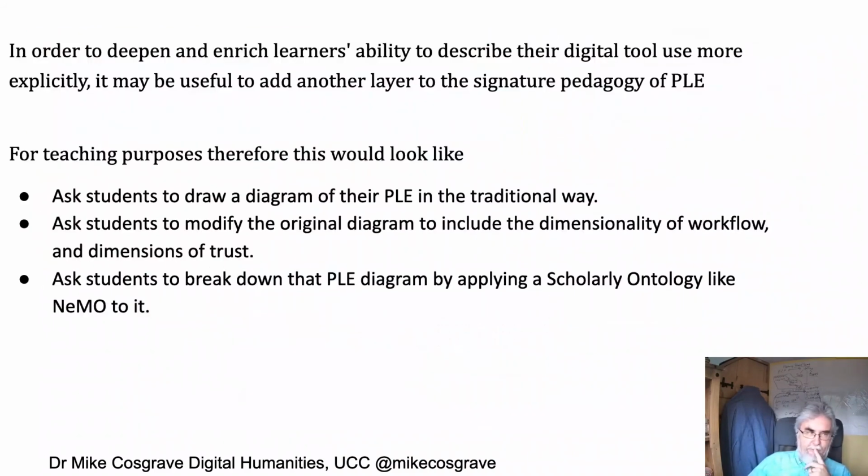So basically what I'm doing here is bringing these 3 things together. And in pedagogic terms, I ask students, first of all, to draw their personal learning environment particularly in a traditional way, without any dimension of time. Ask them then to organize it into a workflow, and also to consider the importance of trust and how they include trustworthiness of sources of information in that workflow. And then, depending on how well they're doing, ask them to break that down in more detail by applying a scholarly ontology like NEMO to it, and also by considering what tools they currently use at the very bottom level.